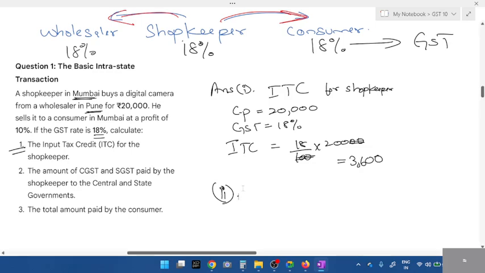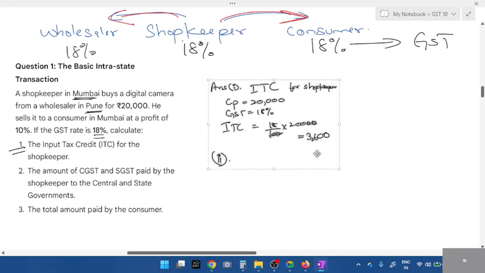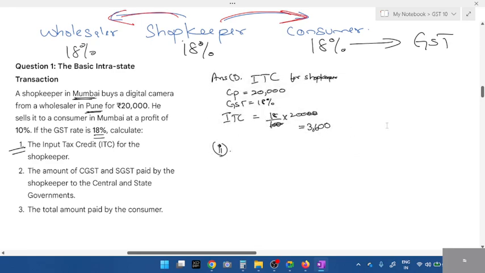ITC for the shopkeeper is the input. All of you completed this? Done? First part. So read the second part, students. What is given? Don't get confused. The amount of CGST, SGST paid by the shopkeeper to the central. Still, if there is confusion, look at it.